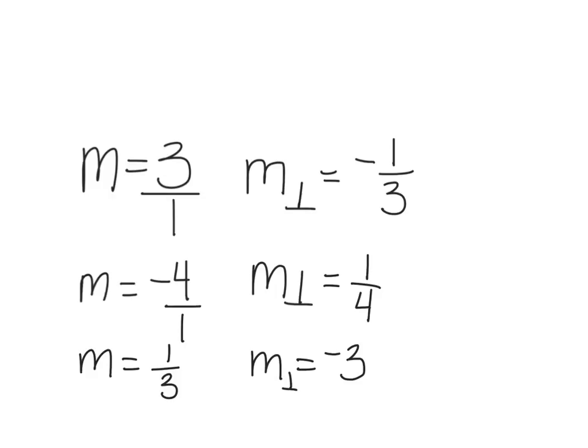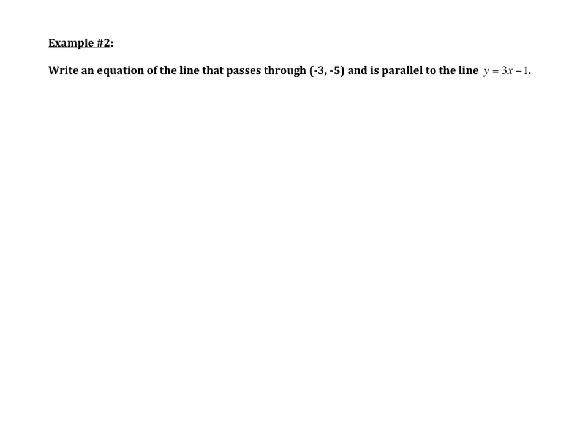So again, opposite reciprocals. One of them is positive, one of them is negative, and then you just do the reciprocal, meaning I flip the number over to find the other slope of the perpendicular line. So let's do an example. So this is actually example number 2.